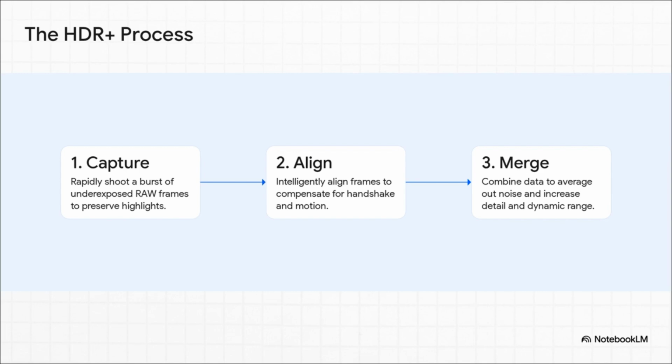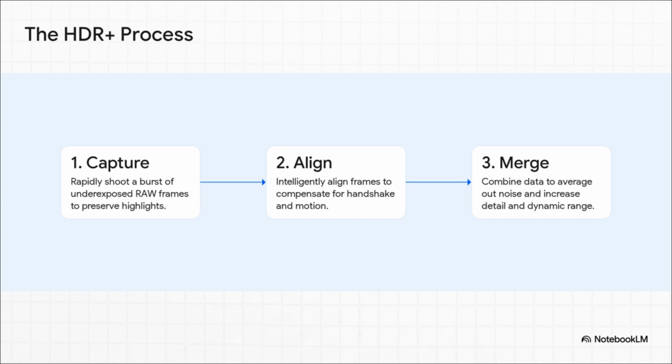So first, it captures that burst of underexposed images. Why? To make sure it doesn't lose any of the detail in the bright parts of the scene, like the sky. Next, the software intelligently aligns all those frames, correcting for your shaky hands. And finally, it merges them. And this is where the real magic happens. By averaging them all together, all that random noise just cancels itself out. And by combining data from all the frames, the final picture gets incredible detail in both the dark shadows and the bright highlights.